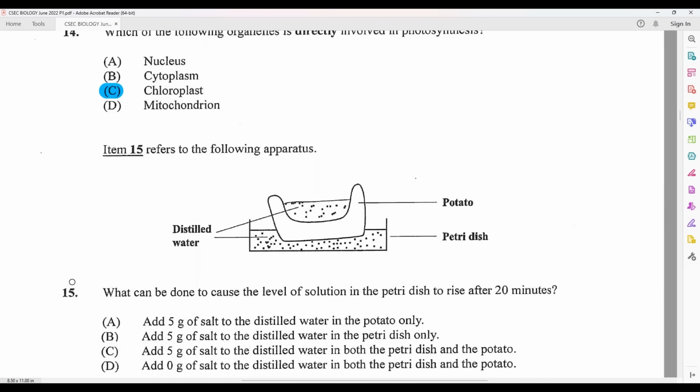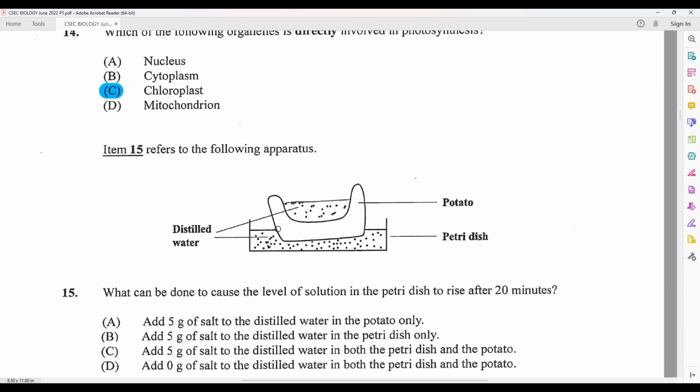Item 15 refers to the following apparatus. We see a potato has some water in it. We have the Petri dish, which have more distilled water in it. What can be done to cause the level of solution in the Petri dish to rise? So they want it to increase after 20 minutes. And in order to do that, you need to move the water from inside the potato, on top of the potato here, into the Petri dish.